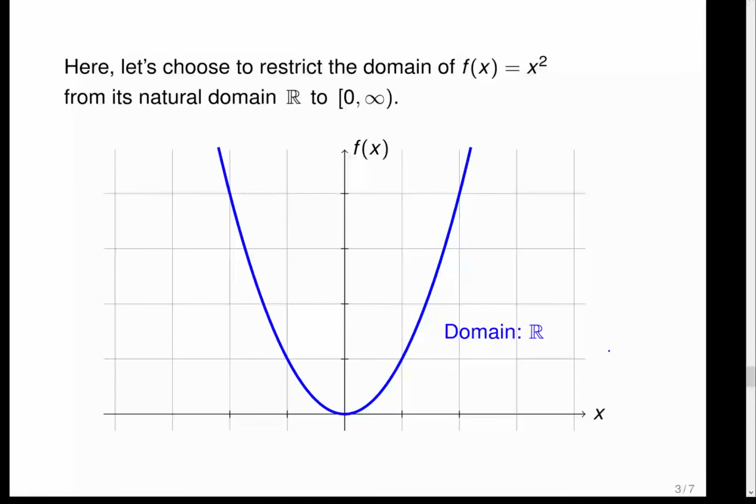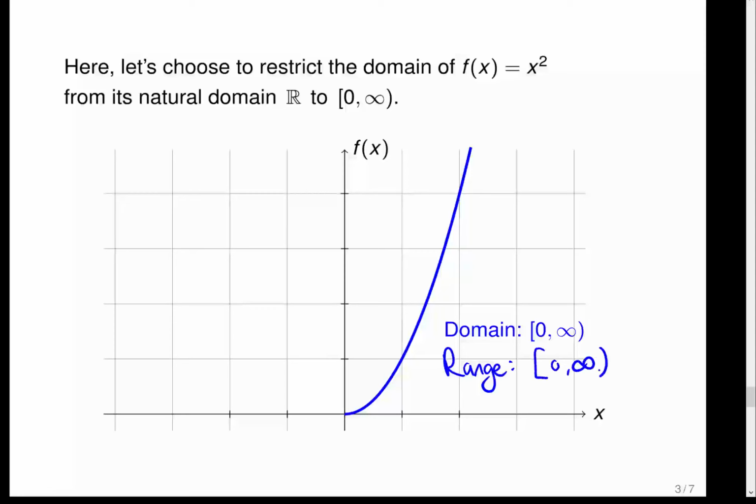For the purposes of demonstration, let's pick a restricted domain and stick with that choice for the rest of the module. We'll choose to restrict the natural domain of R to just the positive x values, including 0. An inverse function can now be defined on this restricted domain. Notice that the possible outputs are all the y values greater than or equal to 0. So here, it turns out coincidentally that the domain and range are the same set of numbers. That is, the interval between 0 and infinity.